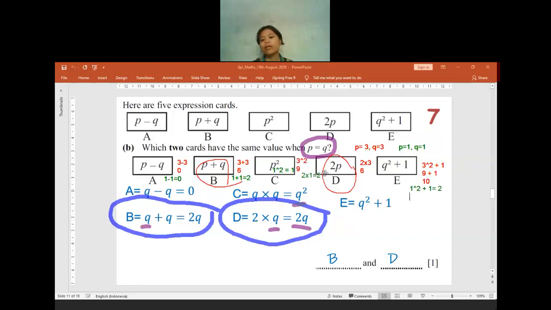But when I put in different numbers, the letter E will not have the same answer. When I replace the Q with 3, they will not have the same answer. That's why we still have to take the letters P and D only. Is there anyone else having any questions still? So it means from here you cannot take number 1 or number 2 as the example when you want to try to find which cards have the same value. Is there anyone else having any question?